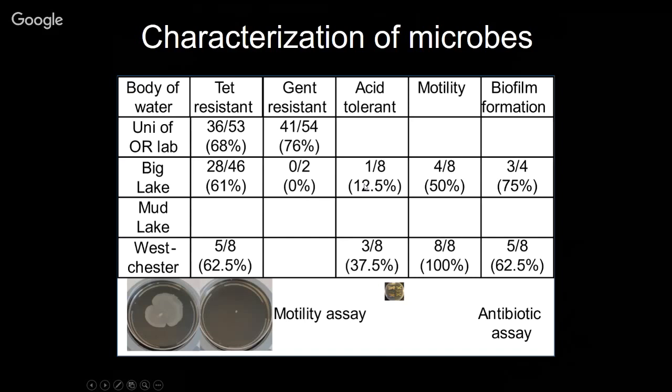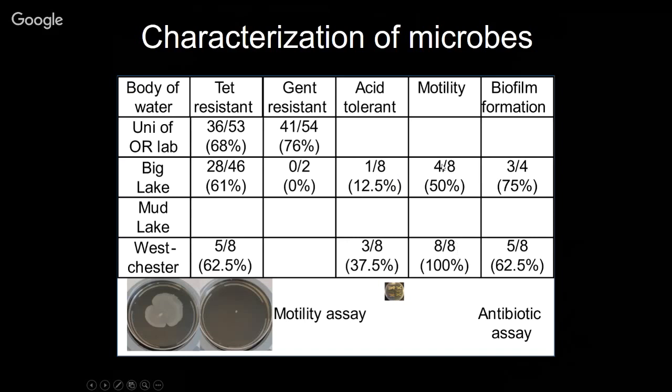Ruth started this. Ruth, my former lab tech, who's now a PhD student at the University of Wisconsin-Madison, was looking at acid tolerance because there's a difference in the pH between these different bodies of water. And she found, while I'm only showing 8 strains here, but she's looked at more strains since then, that there was a difference, and that the Westchester Lagoon, which is more acidic, the microbes from that population are also more acid tolerant than Big Lake, which has a more neutral pH.